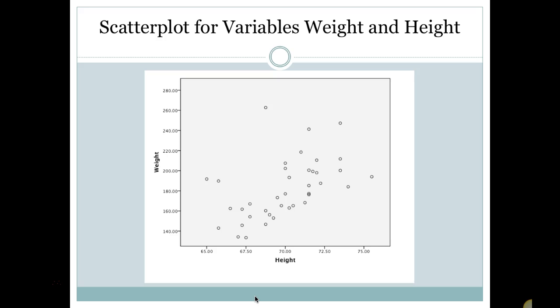Here is the scatter plot for the variables weight and height. Can you guess the value of the correlation coefficient r? Is it positive or negative? Strong, moderate, or weak? Let's look at the results from SPSS to find out.